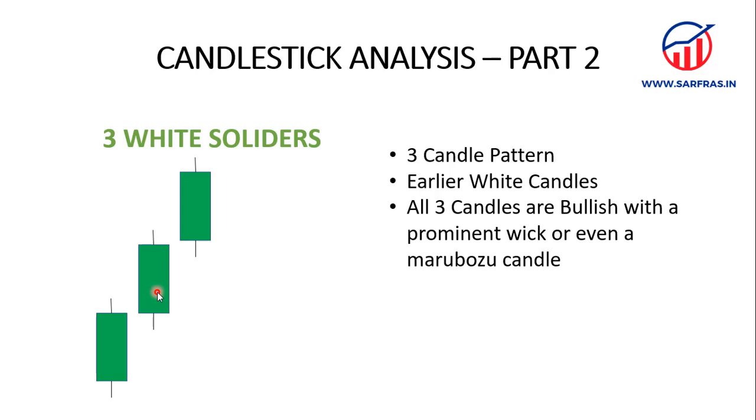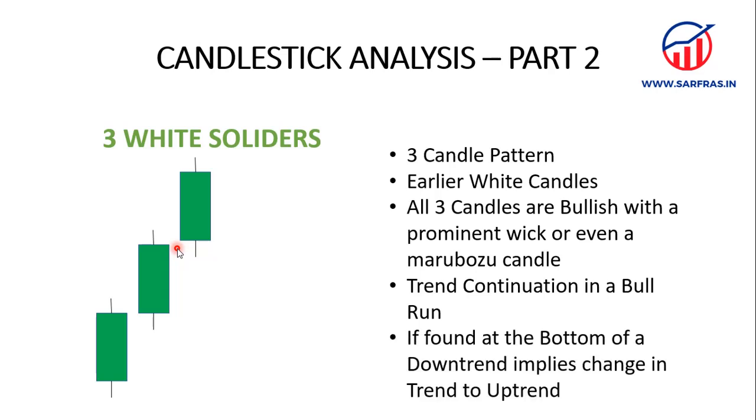All three candles are bullish with a prominent wick or even a Marubozu candle. You can see there will be a good solid body when there's a good bull run happening. Sometimes you won't have this wick. When the wick is not there, we call it a Marubozu candle, explained in the previous video. This can be a trend continuation, especially in a bull run. If found at the bottom of the downtrend, it implies a change to an uptrend.